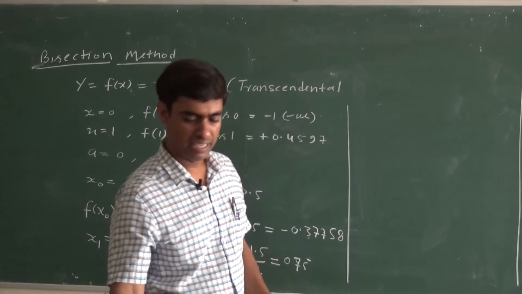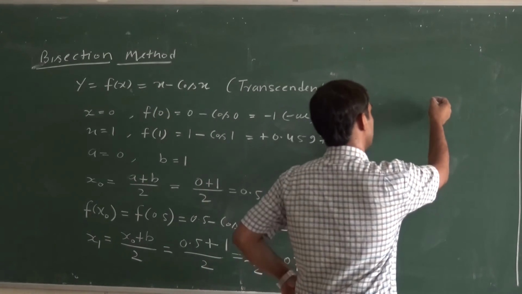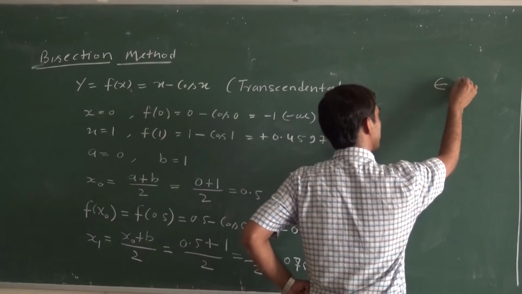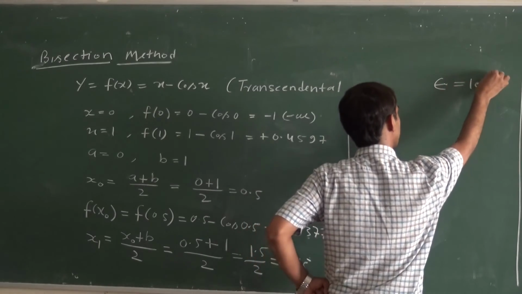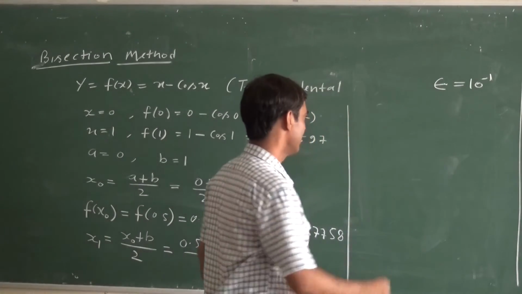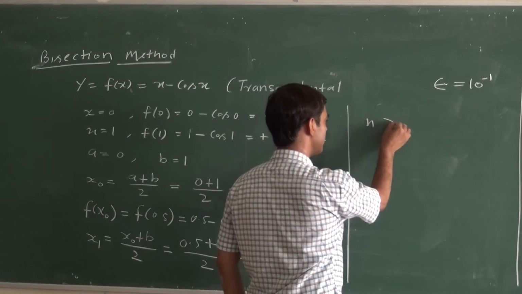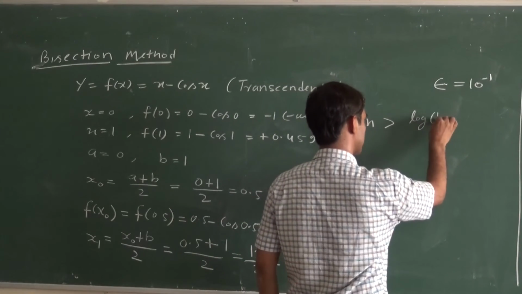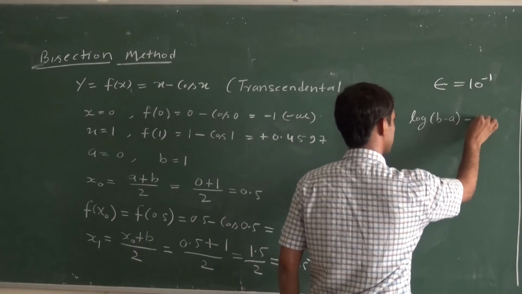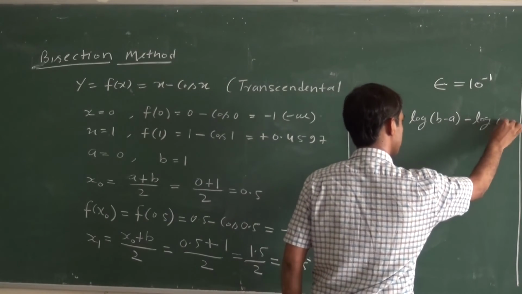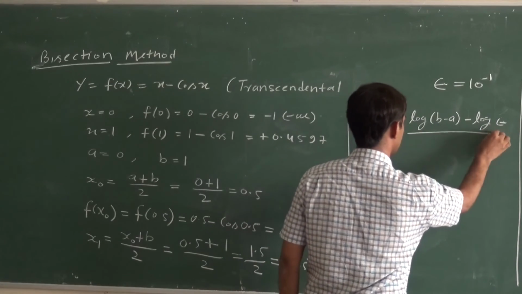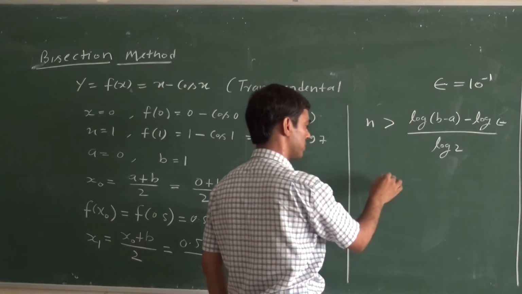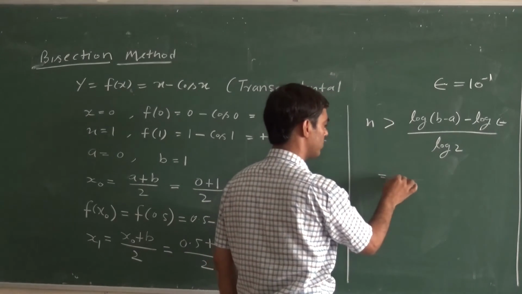Now again, if we try to find the solution correct up to 1 decimal place, then what is the value of EPS? The value of EPS is 10 to the power minus 1. So what is the value of n? n must be greater than log (b minus a) minus log EPS, divided by log 2. So this is equal to what?